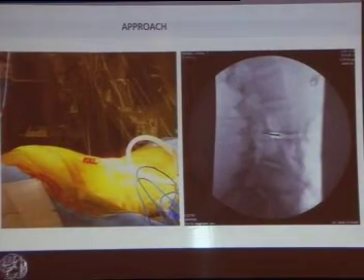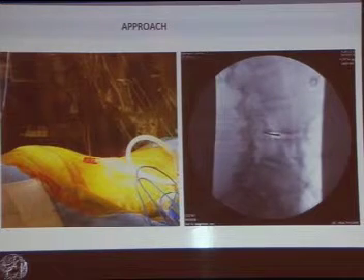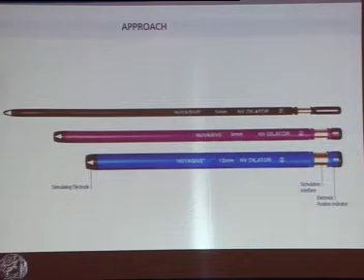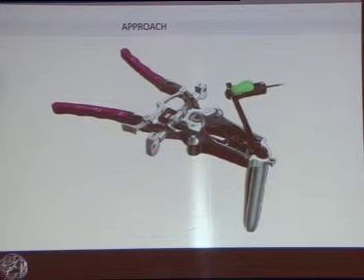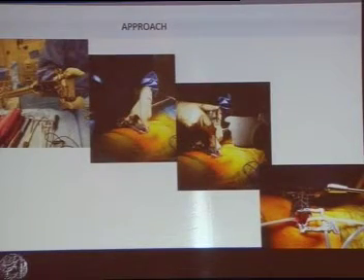A K-wire and a lateral fluoroscopic image are used in order to identify the mid-position of the lumbar disc. Atraumatic dilation and portal placement follows, as you can see in these images.